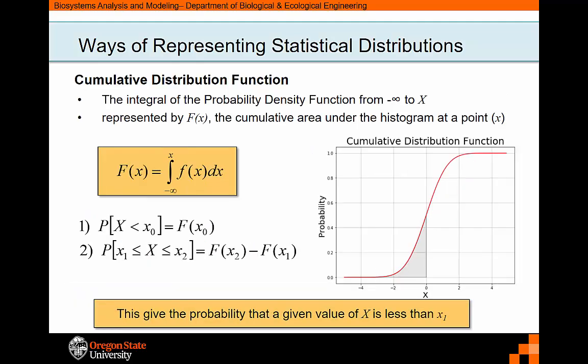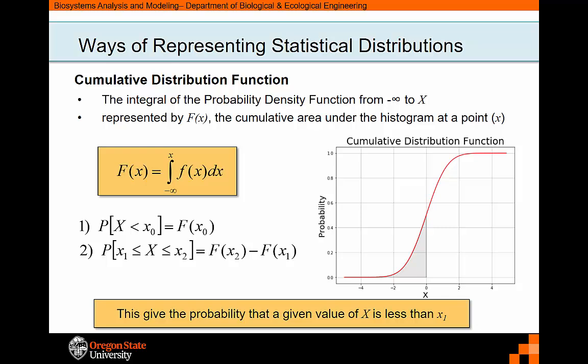The integral of the PDF over the range minus infinity to a given value of x is called the cumulative distribution function because it accumulates likelihoods of values less than or equal to x being observed. It represents the area under the histogram curve, the PDF, to the left of any given value x. This turns out to be a useful function.